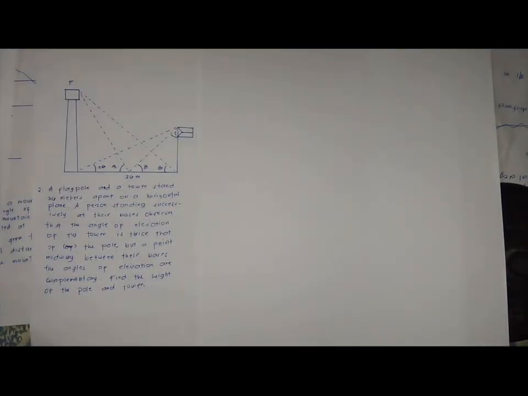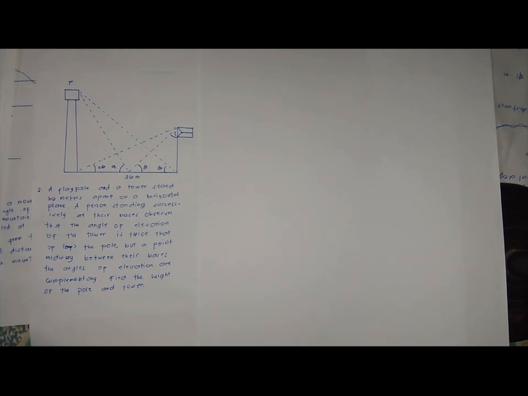A flagpole and a tower stand 36 meters apart on a horizontal plane. A person standing successively at their bases observes that the angle of elevation of the tower is twice that of the pole. But at a point midway between their bases, the angles of elevation are complementary. Find the height of the pole and the tower.